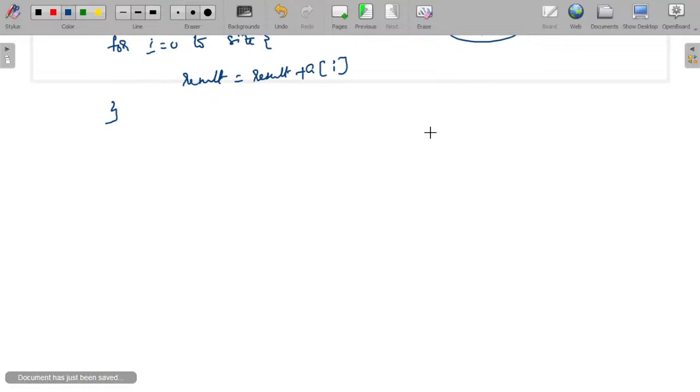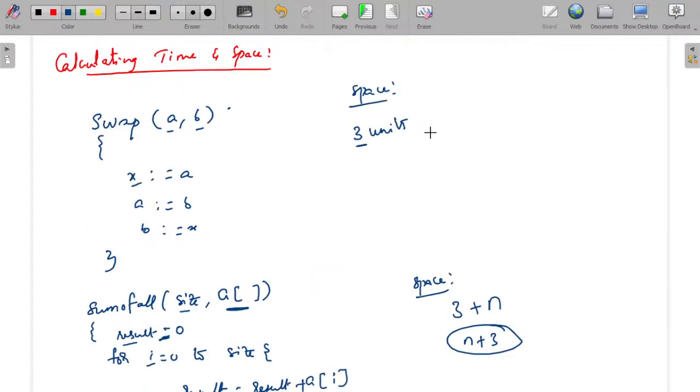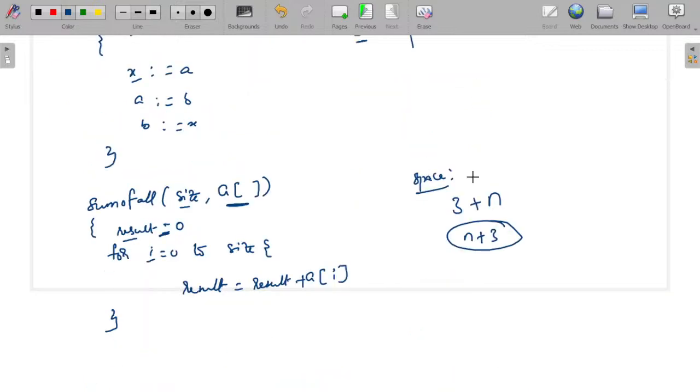Hope you have understood how you compute the space complexity. Now we will see how we can compute the time complexity. Time complexity is nothing but the amount of time that it is going to take. So here, if you take 1 unit for every single line that it executes, how many lines do we have here? We have 3 lines. So it is going to take 3 units of time to complete the execution of this particular algorithm. All right, and we will see how we can compute the time complexity for this.